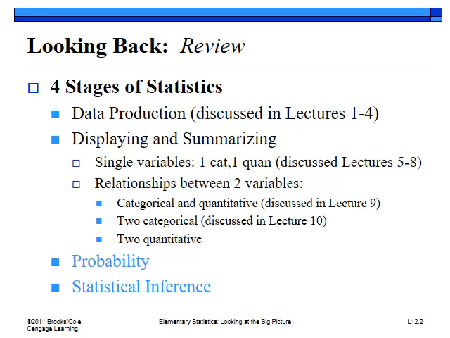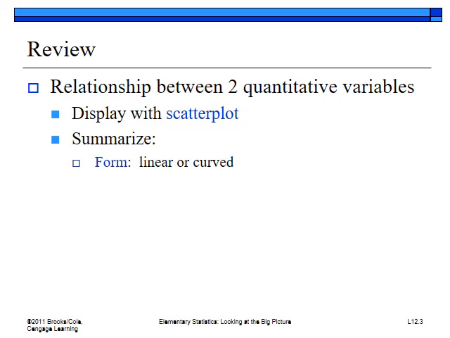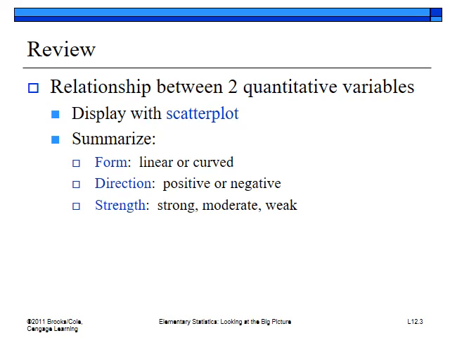In the 4 stages of statistics, we are still talking about displaying and summarizing two quantitative variables. In the last video, we talked about using a scatter plot to display a relationship between two quantitative variables, and to summarize the relationship with the form, either linear or curved, the direction, positive or negative, the strength, strong, moderate, or weak.